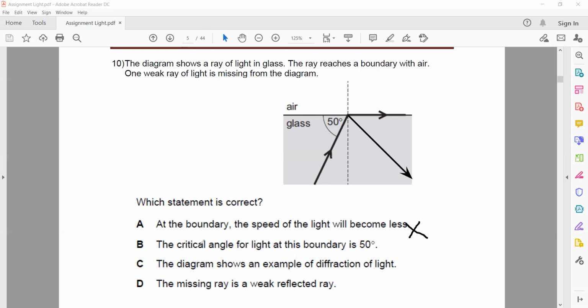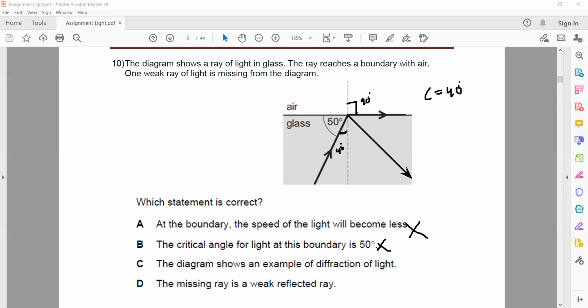What about the critical angle is 50? That's wrong also. Why is it wrong? Because the critical angle is the angle from the normal to the ray. So if the angle from the boundary to the ray is 50, this angle will be 40. So the critical angle is 40. The critical angle is not 50 here, because the critical angle is the angle from the normal to the ray when the angle of refraction is 90 degrees. So B is also not a right answer.